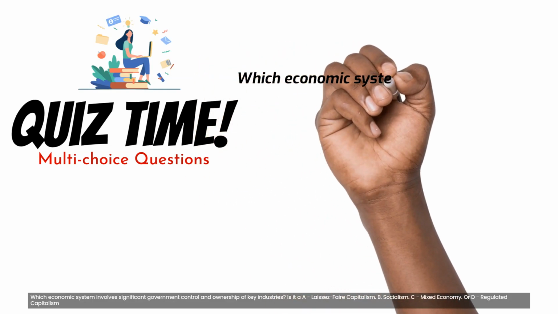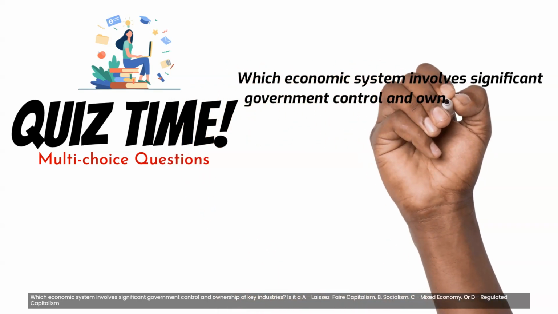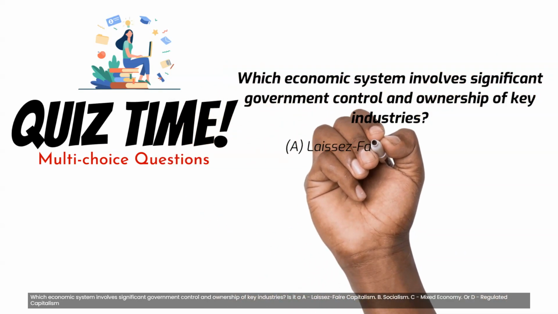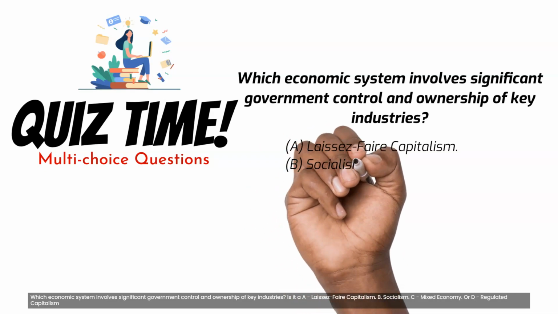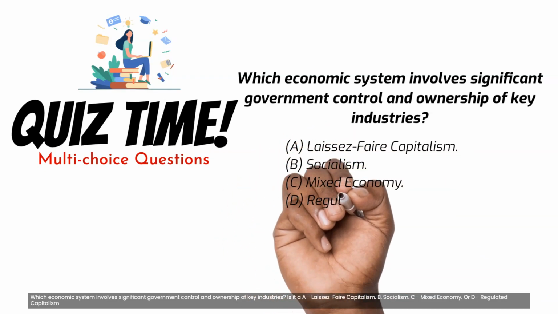Which economic system involves significant government control and ownership of key industries? Is it A, laissez-faire capitalism, B, socialism, C, mixed economy, or D, regulated capitalism?